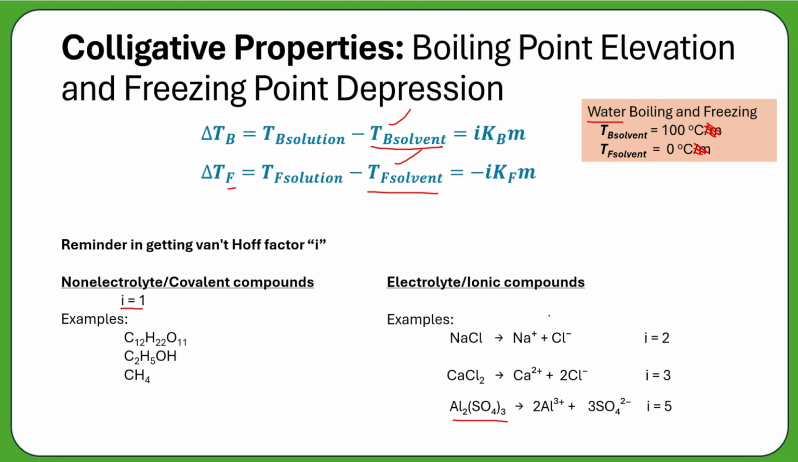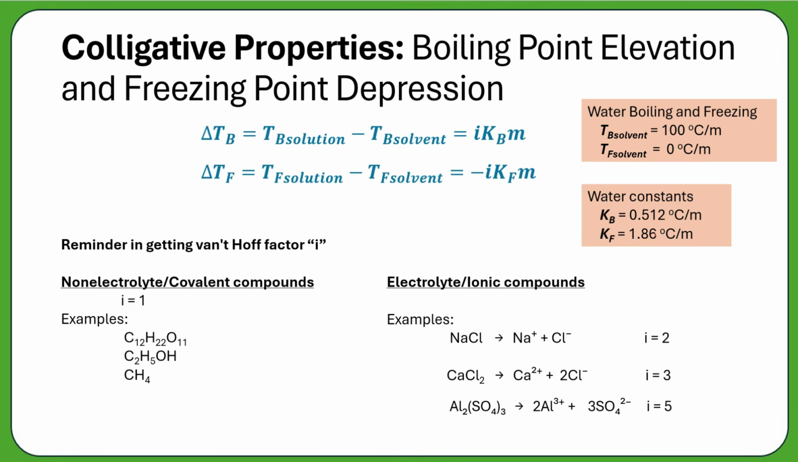Now we will be able to know these two as well. I guess you need to memorize these. The K, the constant for boiling, is 0.512, and the constant for freezing is 1.86. Those are the approximations of the constants if we're talking about water. Of course, if it is a different solvent, it would be a different K. But if it is water, these are the constants that you need to remember and memorize.